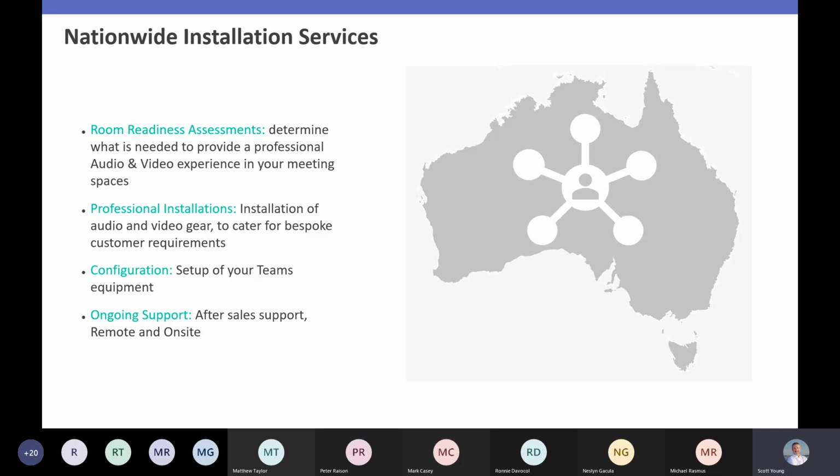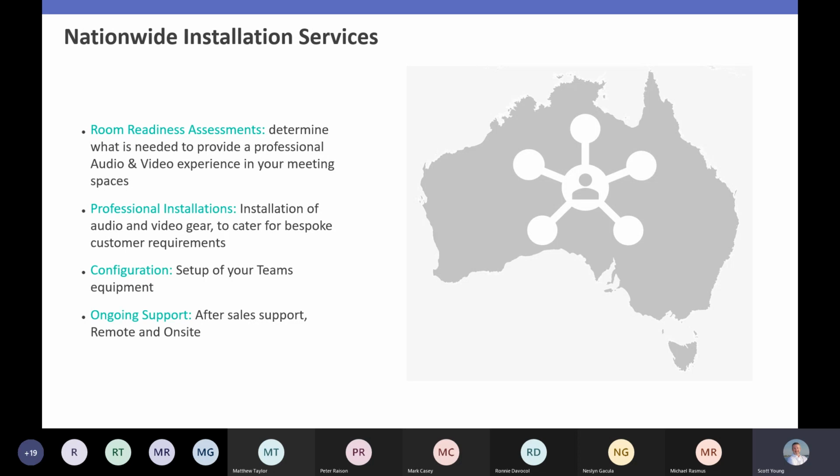installation team using a third-party company that can go out and, again, do room readiness assessments. Make sure that the kit we're going to install in that room is going to fit the needs of the size of the room. Once that room readiness assessment is done, we can provide you a report, and then we can quote on the installation of these services. And this is available Australia-wide.